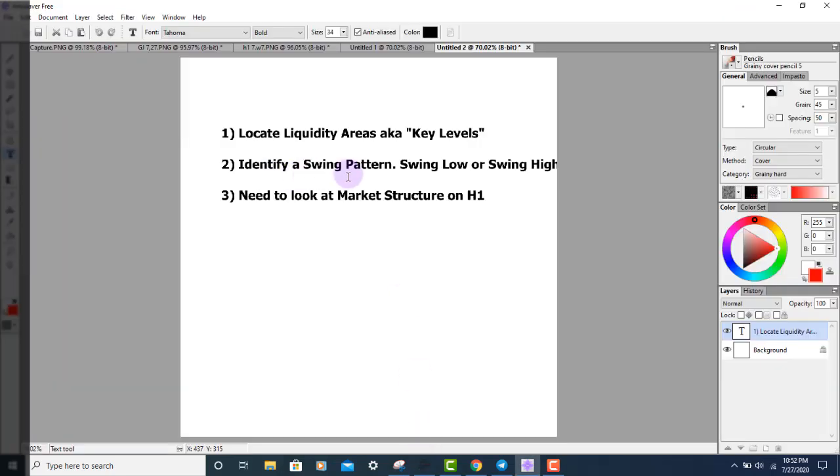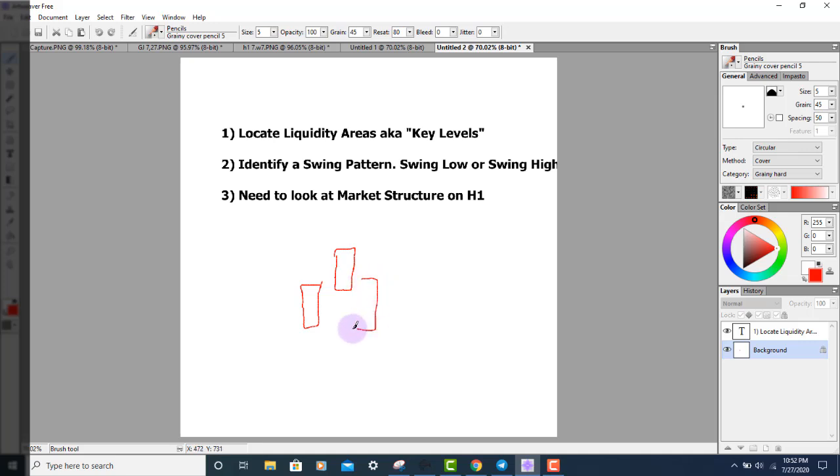Identify a swing pattern, swing low or swing high. So what do I mean by that? I'm gonna try to draw this for you. A swing pattern is when it's like a 3-bar swing. So we got one right here, and this would be an example of a swing high. Another candle to the left below it, a lower high, and then another lower high, right?